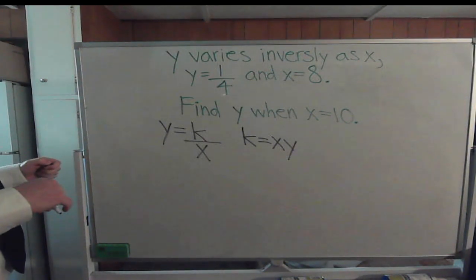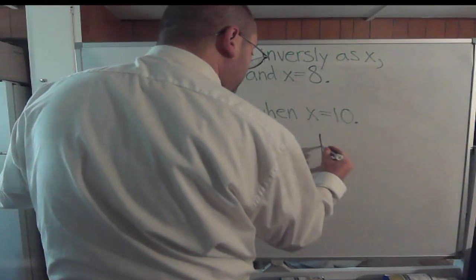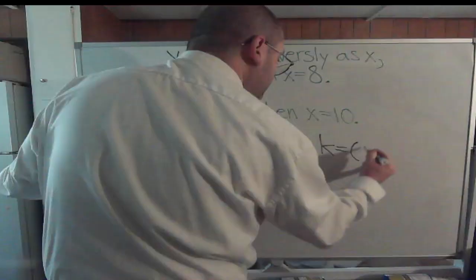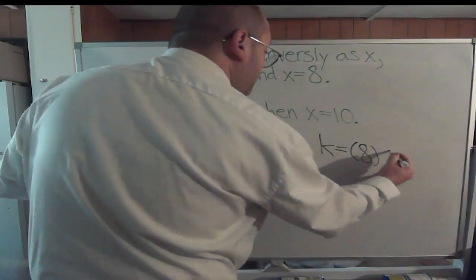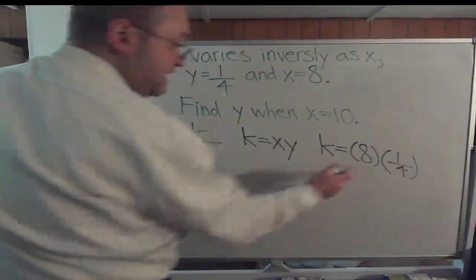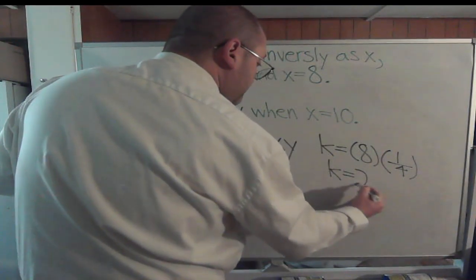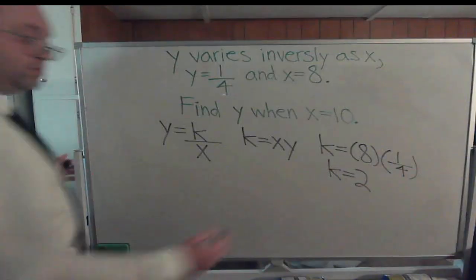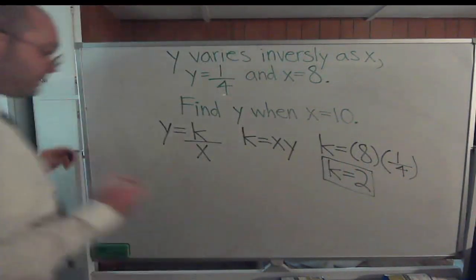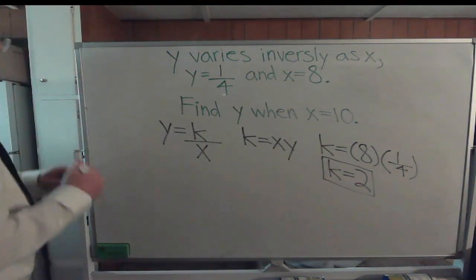Now, in order to obtain said constant, you just got to stick in the values of x and y and multiply them. So k would equal, your x is 8, times your y value of 1/4. Which 8 times 1/4 is 2. So your constant of variation, which we found, that's the first step, is 2. So therefore, k equals 2.